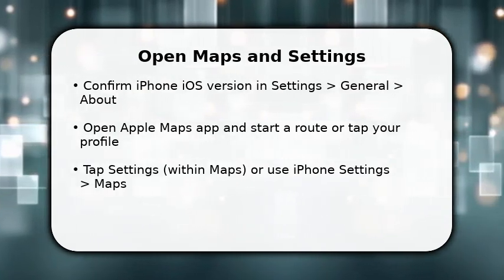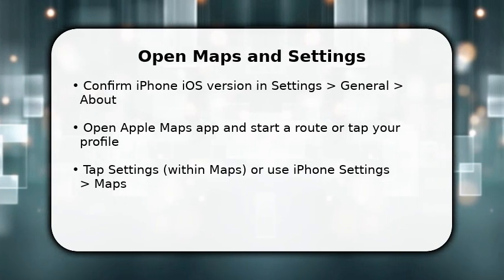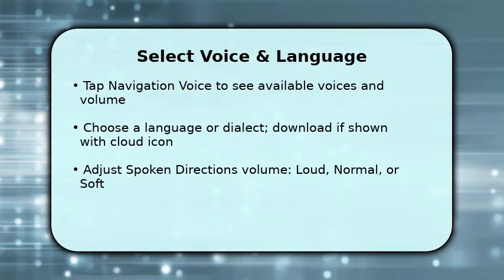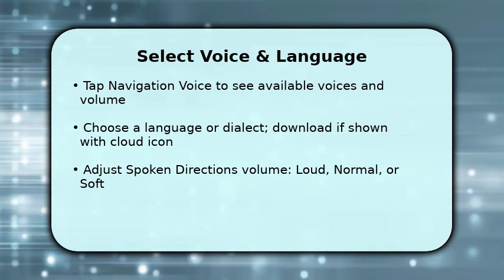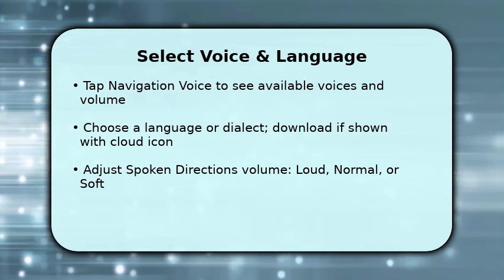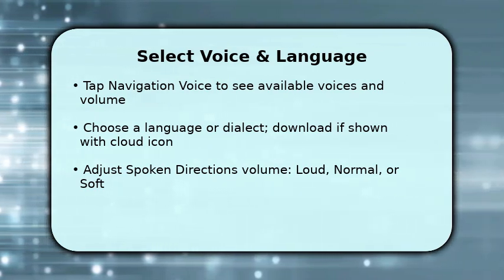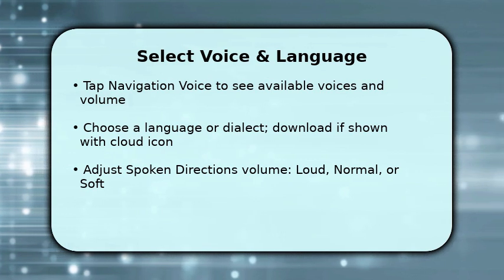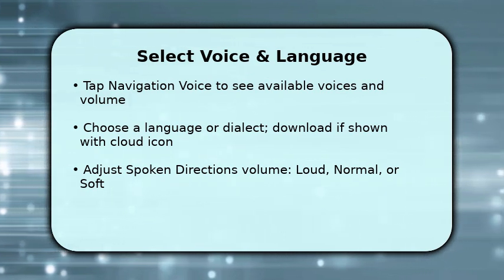Now you'll pick the actual voice and language. Tap navigation voice and scan the list. Voices are grouped by language and dialect. If you see a cloud icon, tap to download. This stores the voice locally for offline use. Choose the voice because different tones and accents can make directions clearer for you.